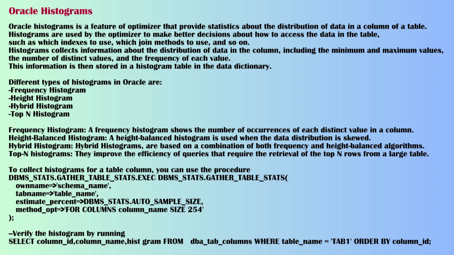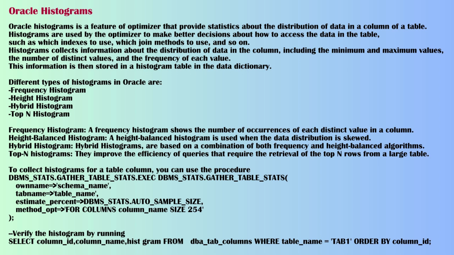Hybrid histogram: Oracle hybrid histograms, on the other hand, are based on a combination of both frequency and height-balanced algorithms. The frequency algorithm is used for values with high occurrence, while the height-balanced algorithm is used for values with low occurrence. This approach helps to provide a more accurate representation of the data distribution, especially for columns with skewed data.